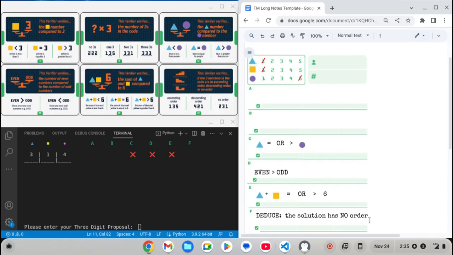Okay, so we are looking at a solution that has no order, that has a minimum of 2 evens. And so let's see, what if square were 3? Since that is a possibility. If square were 3, then we would know that the sum could not be equal to 6, because that would mean that triangle would have to be an even, and therefore it would have to be a sum greater than 6. So what are the possibilities?